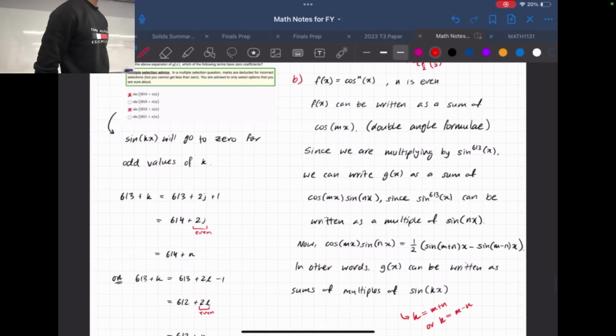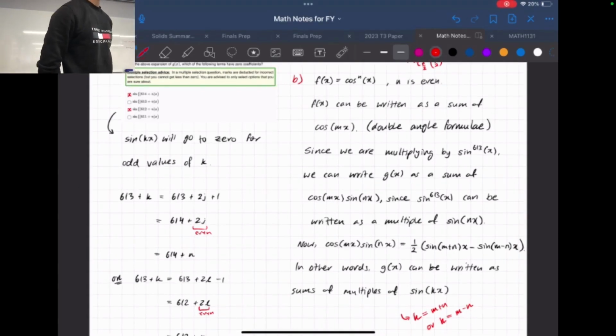This is more intuitive. Okay. So if you haven't seen the product to sums, then it's going to be a problem.